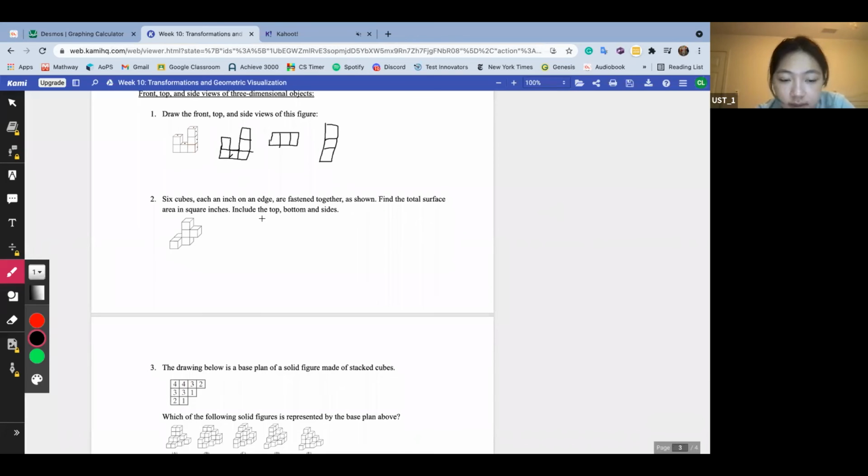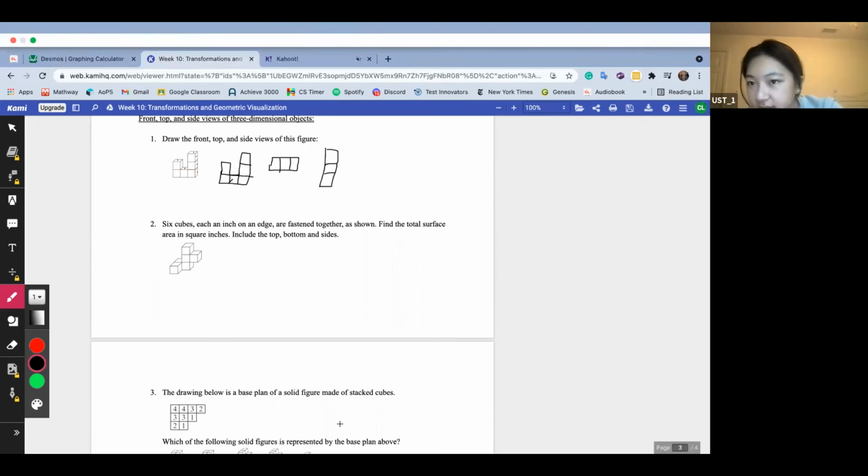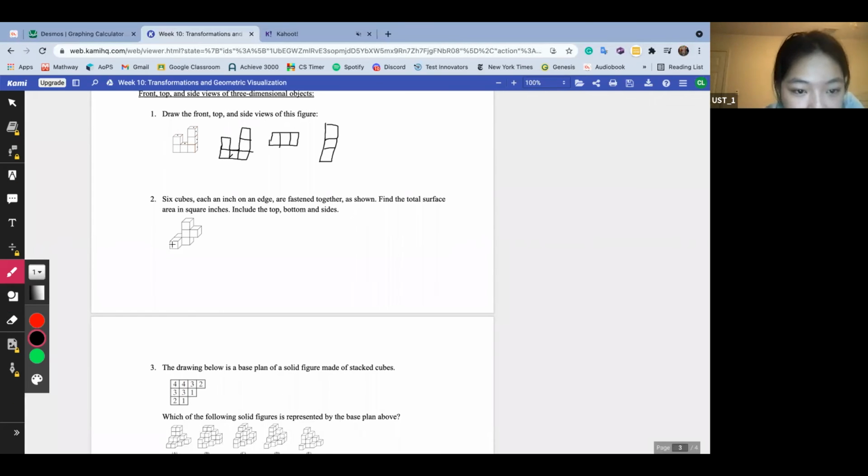6 cubes, each an inch on an edge. Find the total surface area in square inches. Include the top, bottom, and sides. I'm actually going to just explain it because there's only 7 minutes left. So here, find the total surface area.